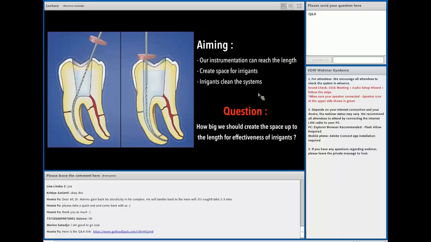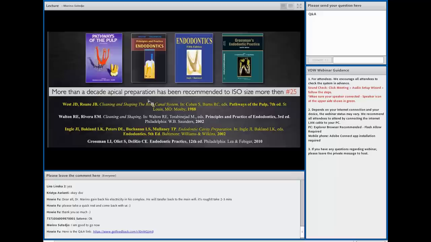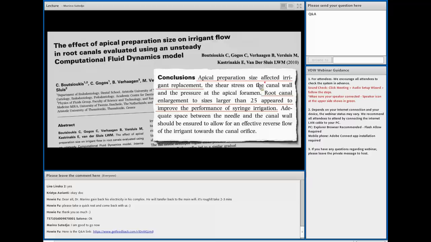But the point of the selective coronal enlargement is that we need to make our instrumentations reach the length without any interference at the top, and we should create space for irrigants because irrigants will clean the systems. But the problem is, how big should we create in order to have some effectiveness of the irrigants to work to clean all the systems? And we see from many textbooks that some of them recommend more than 25. So we can do at least 30, or 35. There are also some journals that said that apical preparations will affect the irrigant replacement. So root canal enlargement to a size larger than 25 appears to improve the performance of irrigations.